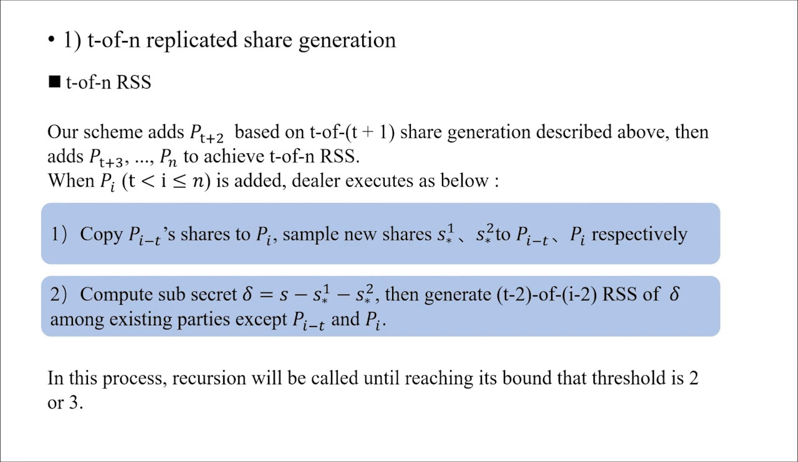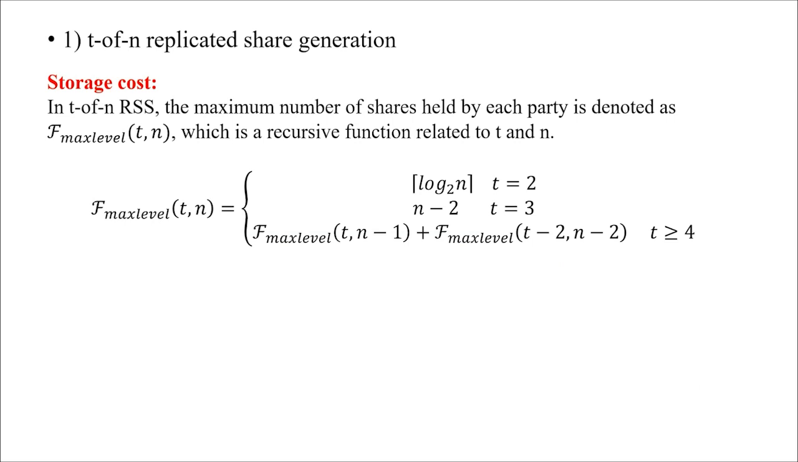3-of-n RSS is designed similarly to 2-of-n RSS. Thus, it will not be described in detail here. In T-of-n RSS, the maximum number of shares held by each party is denoted as f max level T n, which is a recursive function related to T and n. F max level is round up log 2 n if T is 2, n minus 2 if T equals 3, and f max level T n minus 1 plus f max level T minus 2 n minus 2 if T is greater than 3.